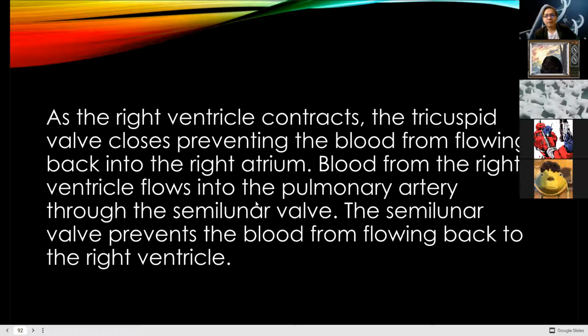Blood from the right ventricle flows into the pulmonary artery through a semilunar valve called the pulmonary valve. The semilunar valve prevents the blood from backflowing again to the right ventricle.